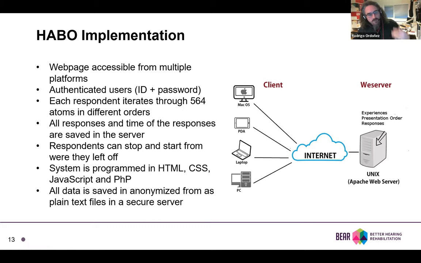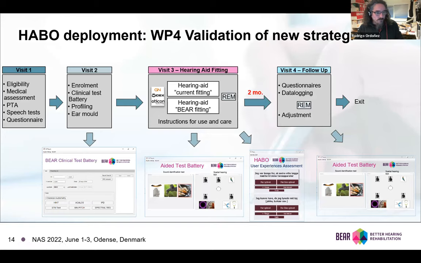So we have basically information of when the person interacted with the system, how many questions did they answer in a row, for example, or how many days did they answer, and everything. The respondents could stop and start the interaction with the system at any time, and the system was programmed using very common web technologies. And all data was anonymized and saved in a secure server in the university.